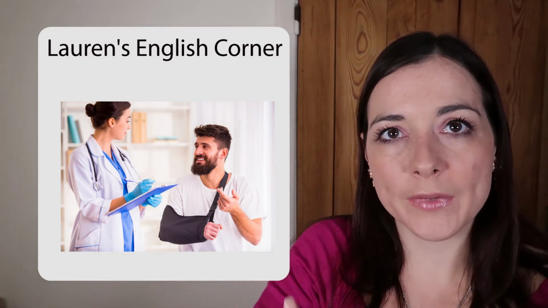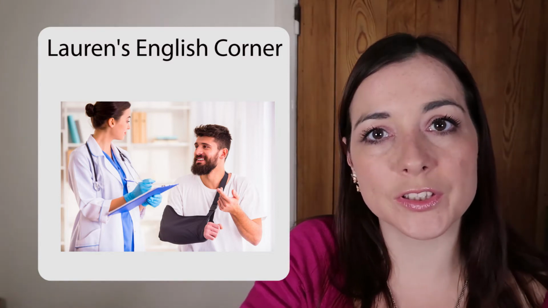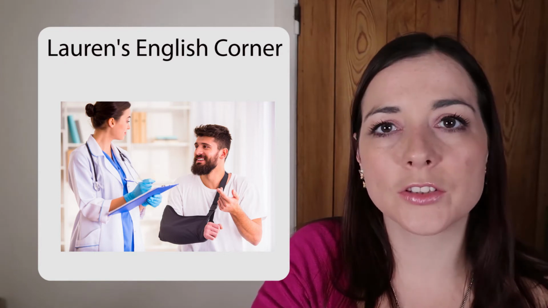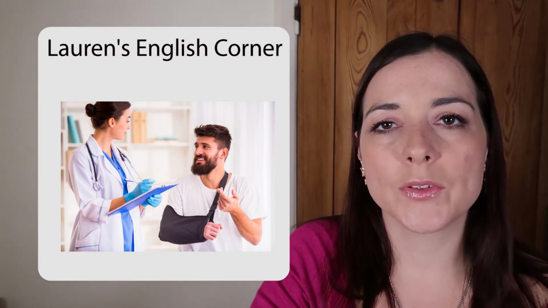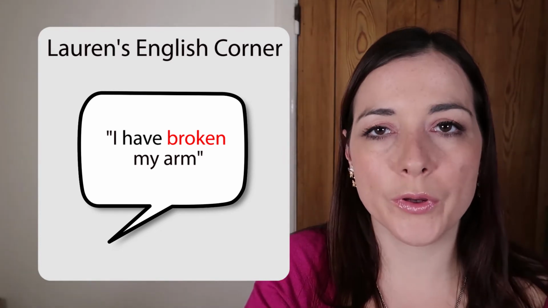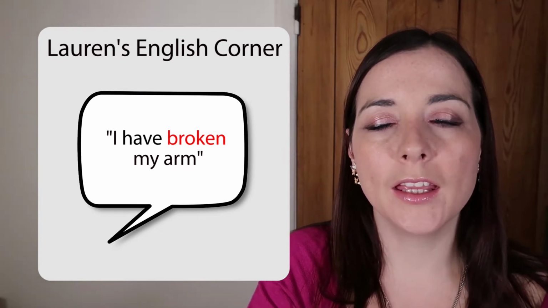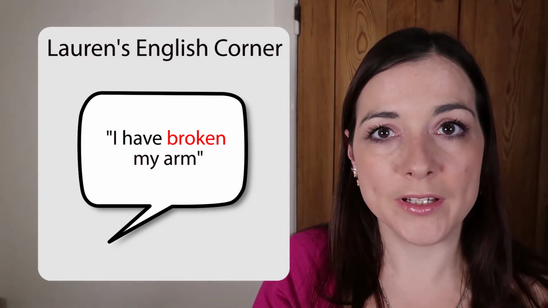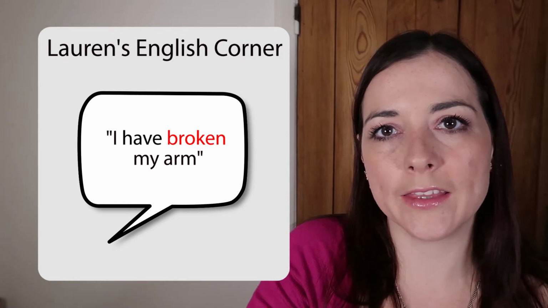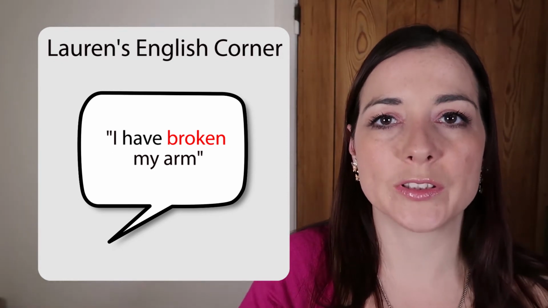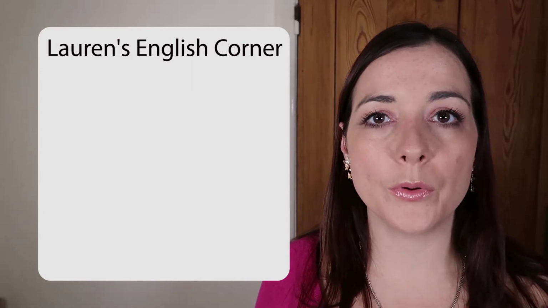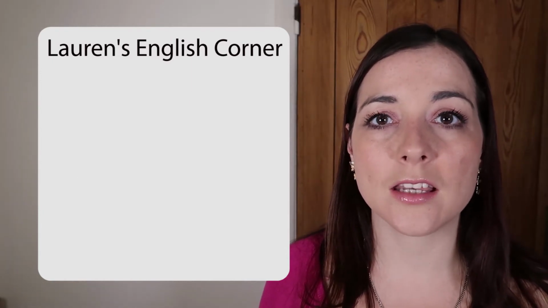So while your arm is in a cast, if someone was to see you, they ask you, "Oh no, what have you done?" You say, "I have broken my arm." So the break happened in the past, but it's still broken. It's still in the cast. So you would use present perfect. I have broken my arm. Or for example, you have eaten lots of sweets.